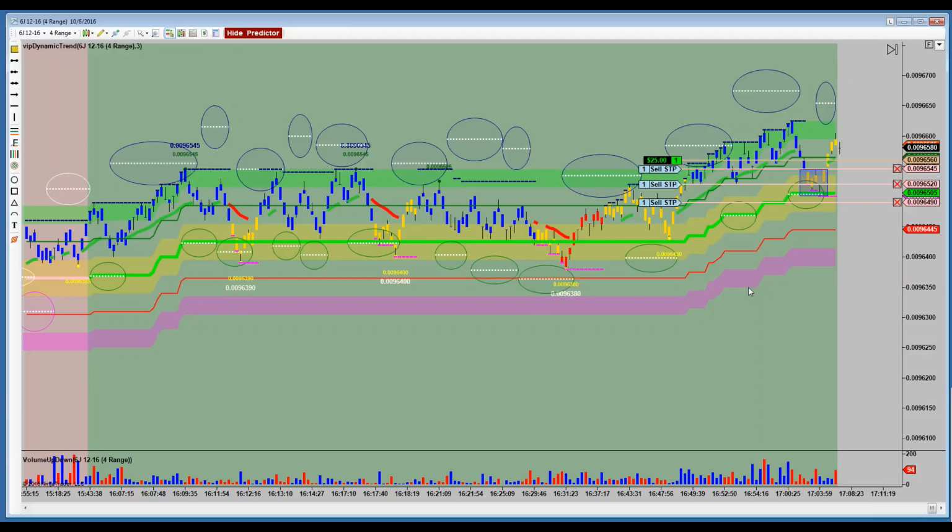Cast your votes, A, B, C. Where would you put, if you were trading this right now, you're up about, I don't know, 3-4 ticks. Where would you put your protective stop? Got a lot of A's, a lot of B's. Wow, okay. C, couple of C's. All right, we're popping up.